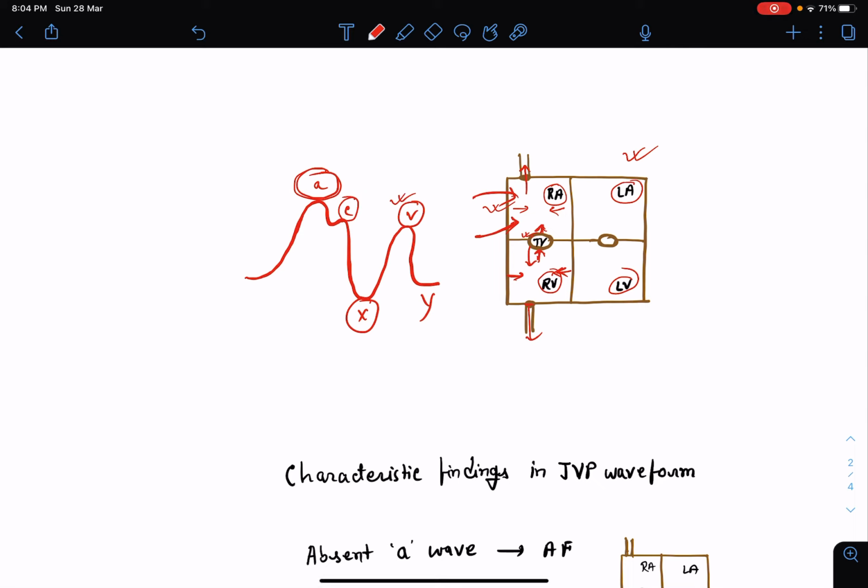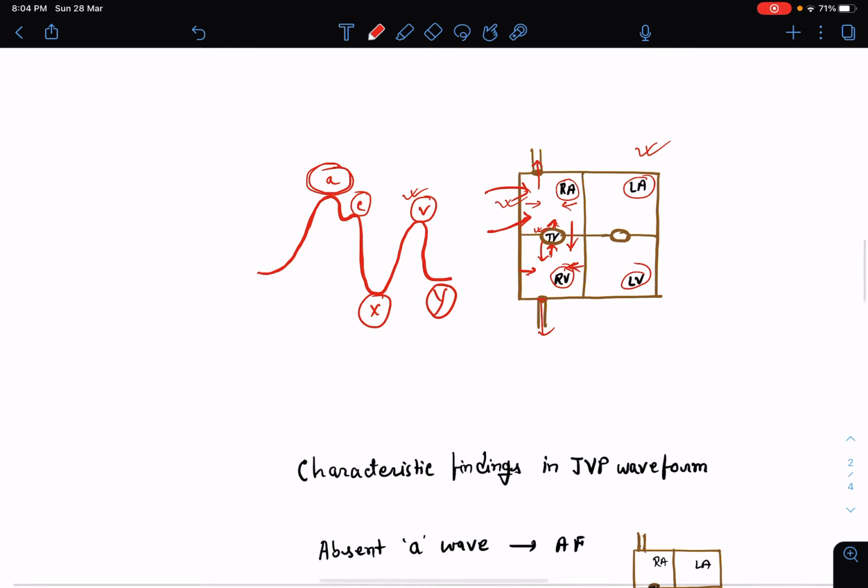Now next, what happens? Once the atria is filled, then there will be opening of the tricuspid valve. Due to the opening of the tricuspid valve, the blood will flow from the right atria to the right ventricle, and because of blood flowing from the right atria to the right ventricle, there will be decreased pressure in the right atria, which will be reflected as the Y descent, or the second negative wave, that is Y.